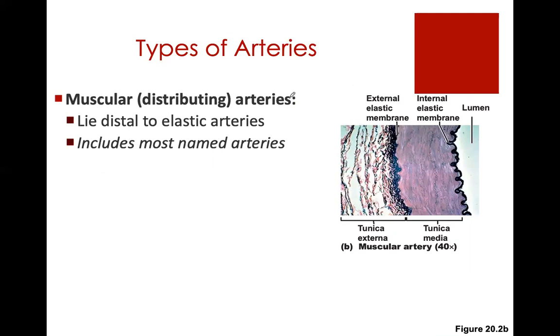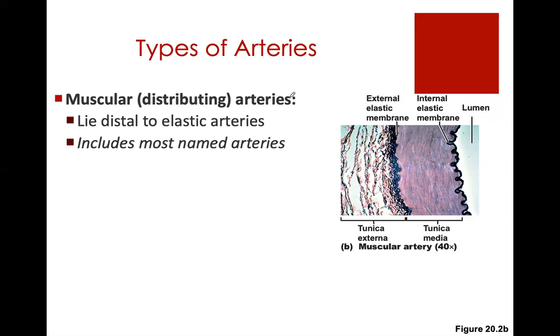Muscular or distributing arteries is when elastic arteries start to branch. So if you continue branching your elastic arteries, you form smaller blood vessels that are identified again as muscular or distributing arteries. They are distal to the elastic arteries, as in they sit right after them. And typical blood vessels that we have names for are identified as your muscular or distributing arteries.